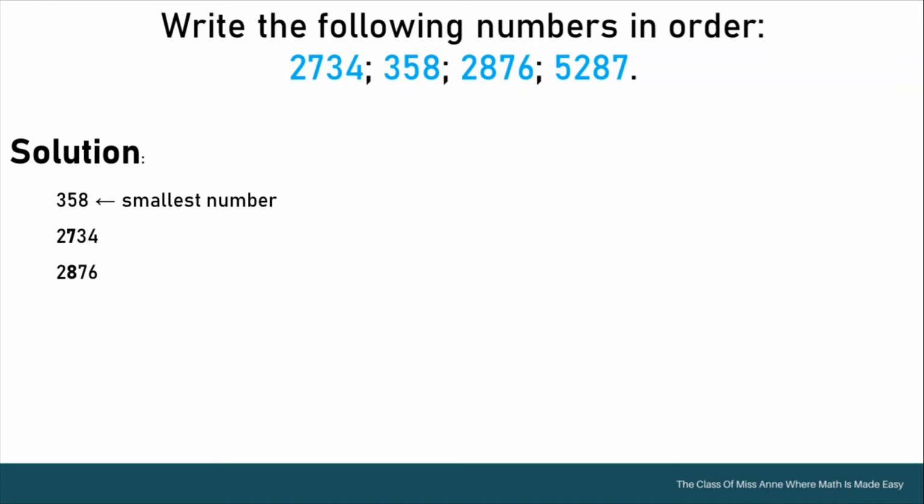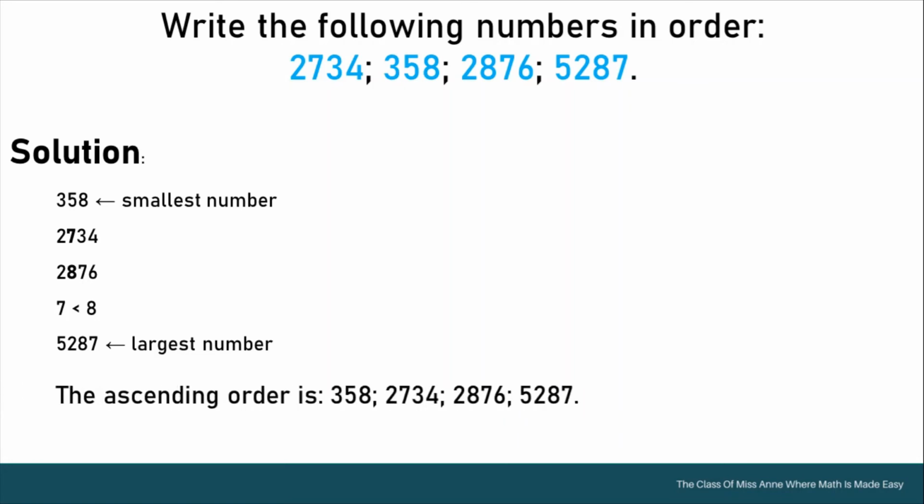We have to line up 2,734 and 2,876. In this case, the first digit in both numbers is 2. Then we have to proceed to the next digit. We have 7 and 8. Compare them. 7 is less than 8. That means to say, 2,734 is less than 2,876. In this group of numbers, 5,287 is the largest number.